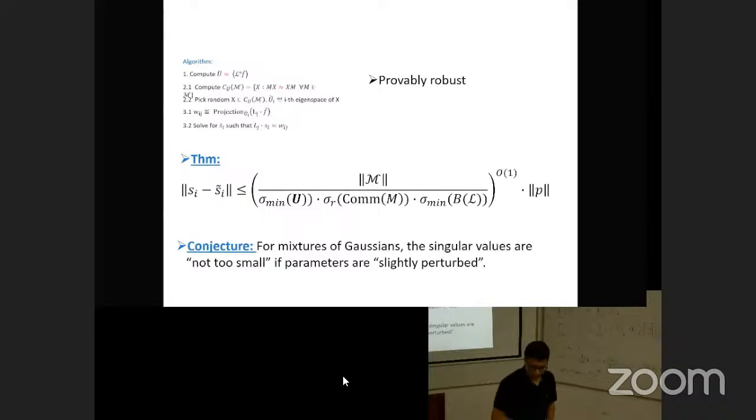In particular, we conjecture that, for example, for the mixture of Gaussians, even if you take a worst case instance and then perturb it slightly, the relevant singular values are not too small, so that the output that we get is a pretty good approximation to the true parameters. I find this conjecture particularly interesting because this model of mixtures of Gaussians is more than 100 years old, and it has been studied in the statistics community for more than a century. And if this conjecture was true, in some sense, it would finally solve this problem of learning mixtures of Gaussians.